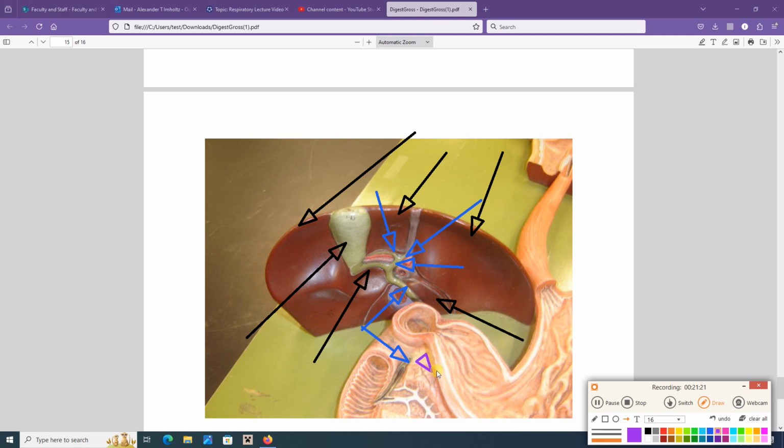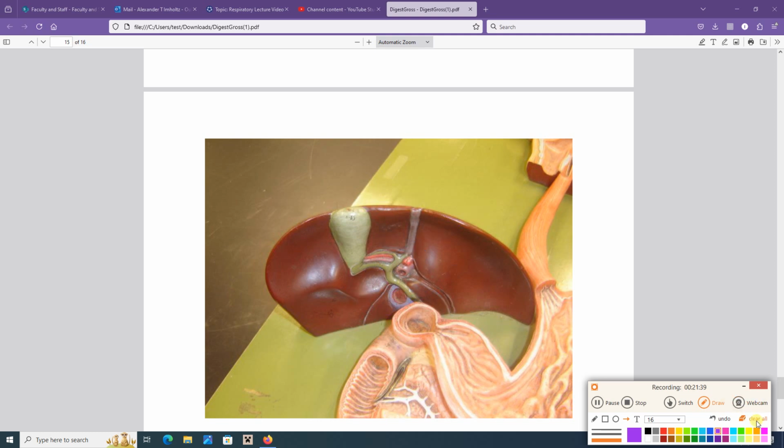I like this purple color. There's my main pancreatic duct. And then lastly, there's my hepatopancreatic ampulla. There's a sphincter there, but it's just not shown on the model. And of course, we see our plicae circularis, and we see our rugae, and some other good stuff too.